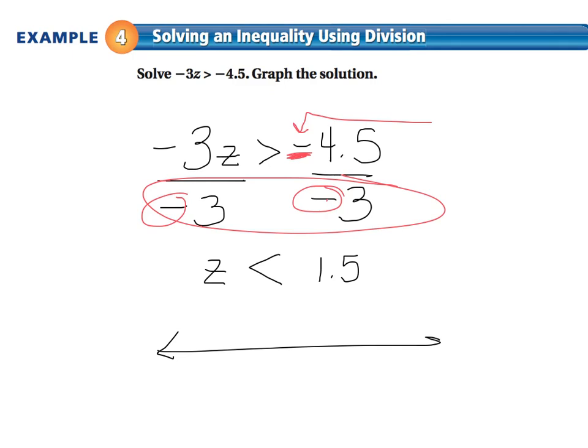If you graph this, on a number line you are going to put 1.5 as a dot between 1 and 2. It's an open circle since it cannot be a solution, and you would shade everything to the left.